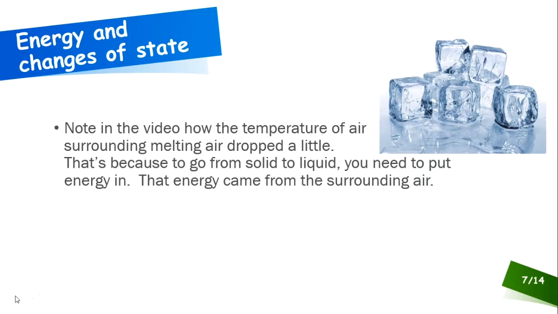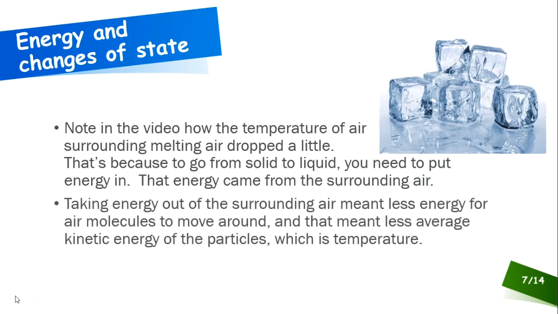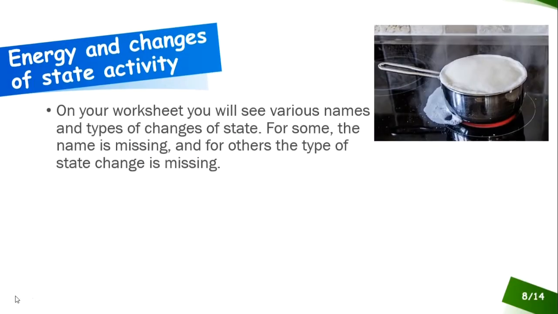So in the video, the temperature of the air surrounding the melting ice dropped a little bit, and that's because to go from solid to liquid, you've got to put energy in, and the energy, like I said, is coming from the surroundings. So if you take energy out of the surrounding air, there's less energy for those molecules to move around, and that means less average kinetic energy of the particles, so the temperature goes down. So temperature is related to the state of matter that you're in, and also to the changes of state that you're going to experience as you go from one to another.